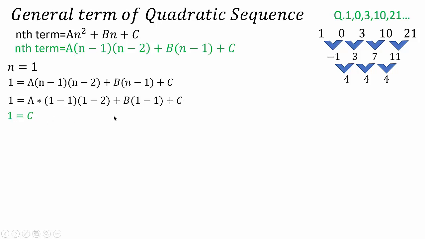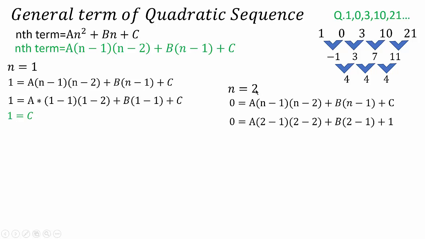Now similarly let's put n equals 2. At n equals 2, the term is 0, so this expression should give 0 at n equals 2. Replace n with 2 to get this result. Here also the term having n minus 2, that is 2 minus 2, will get cancelled, and we will only remain with the terms b and c. But c we have already found to be 1. So we put c equals 1, and this simplifies to b times 1 plus 1 equals 0, and b is found to be minus 1.